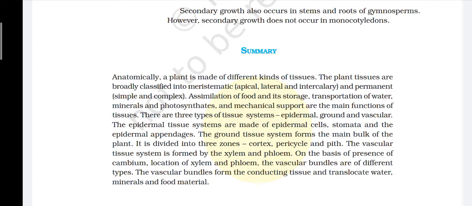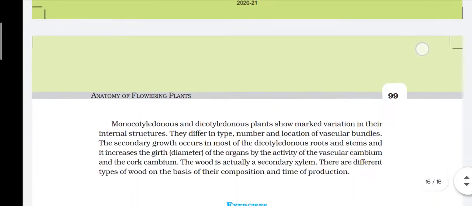The ground tissue system forms the main bulk of the plant. It is divided into three zones: cortex, pericycle and pith. The vascular tissue system is formed by the xylem and phloem. On the basis of presence of cambium, location of xylem and phloem, the vascular bundles are of different types. The vascular bundles form the conducting tissue and translocate water, minerals and food materials.